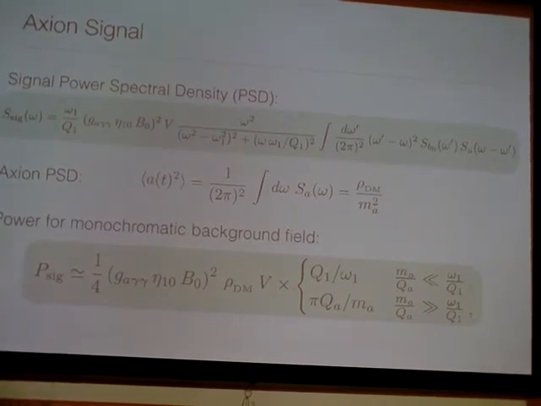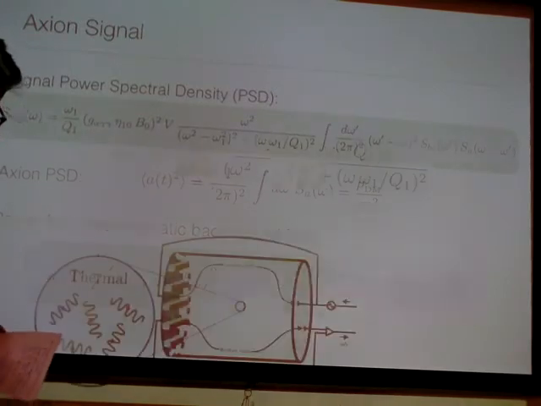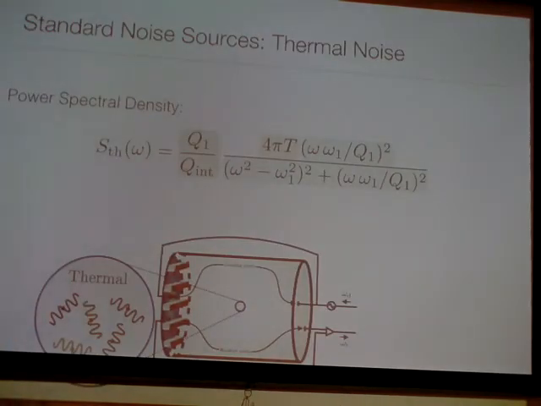But of course, as has already been pointed out, we'd like to see an SNR, and so in order to obtain an SNR, we need to know what the noise in our experiment is. So let's first consider the standard noise sources in our experiment.